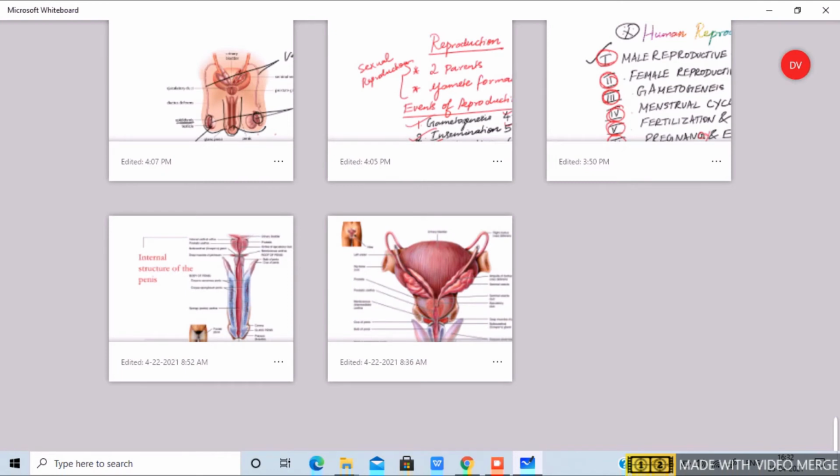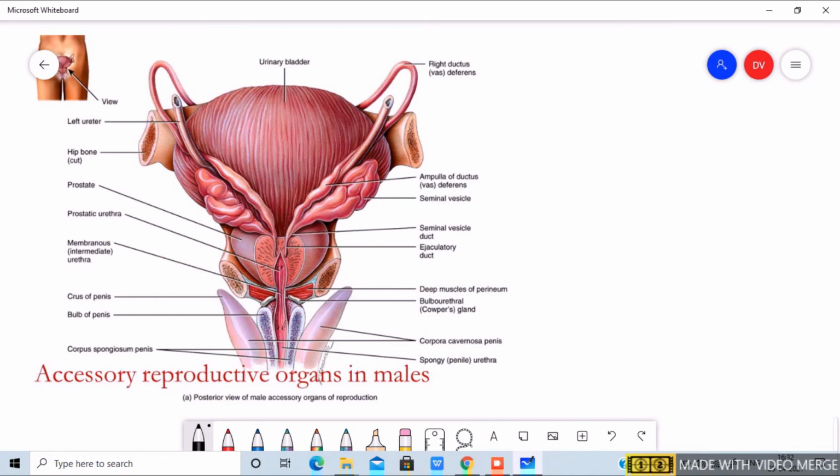Now, this beautiful picture will make everything clear. So you guys now know about the seminiferous tubules. You know about the rete testis, epididymis, the vas deferens, and the ejaculatory duct. So that is about the duct system.